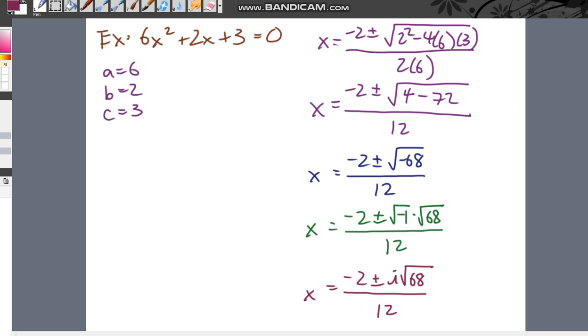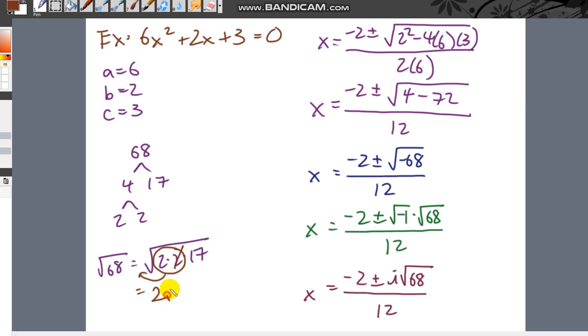Okay, next what we can do is break up 68, because 68 is not in simplest radical form. 68 breaks down into 4 and 17. 4 breaks down into 2 and 2. So we have the square root of 68 equals the square root of 2 times 2 times 17. Now we're looking for partners in crime. So here are two partners in crime. One gets shot, one comes out. So we get 2 times the square root of 17. So this square root of 68 is the same thing as 2 times the square root of 17. Okay, do not forget that.